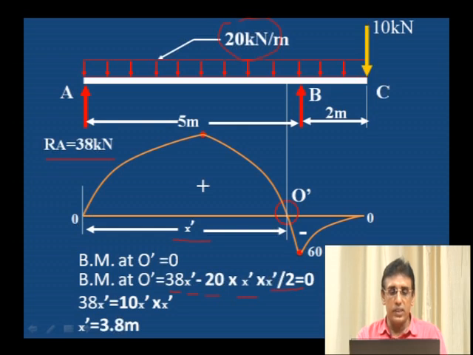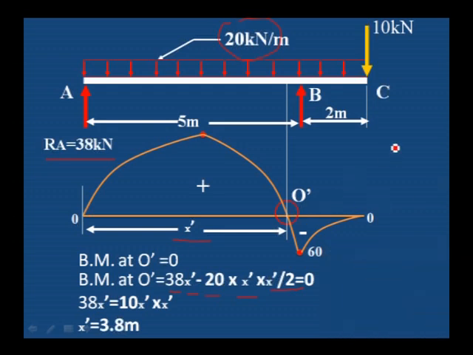If you simplify this, you will get the x dash value as 3.8. That means the bending moment changes its sign at a distance of 3.8 meter from the A point. That is the point which is called the point of counterflexure. Like this, if a single overhanging beam is given, you should calculate the point of counterflexure also. And this is the maximum bending moment.